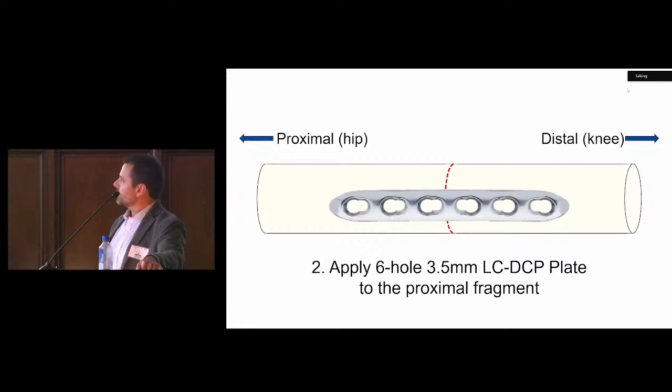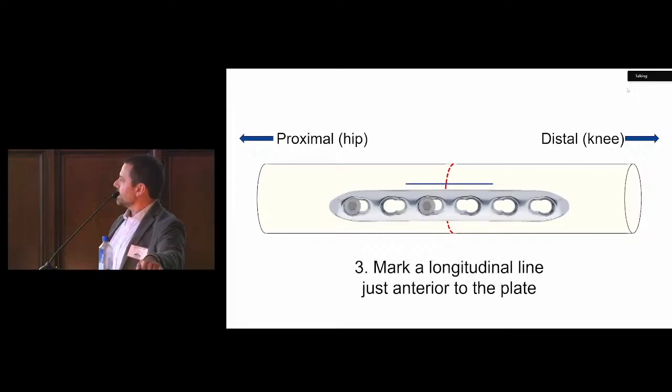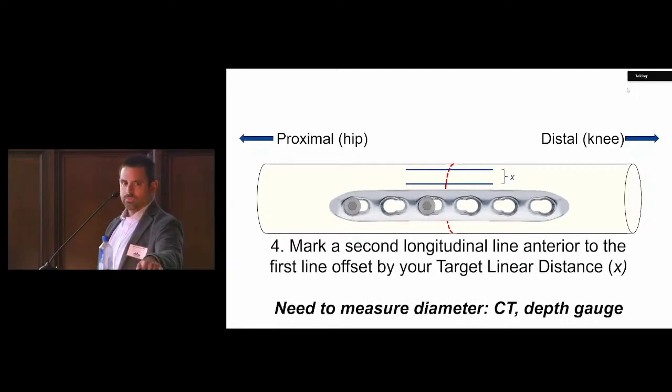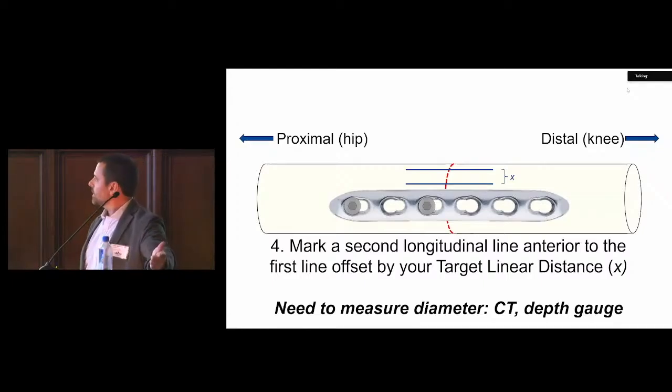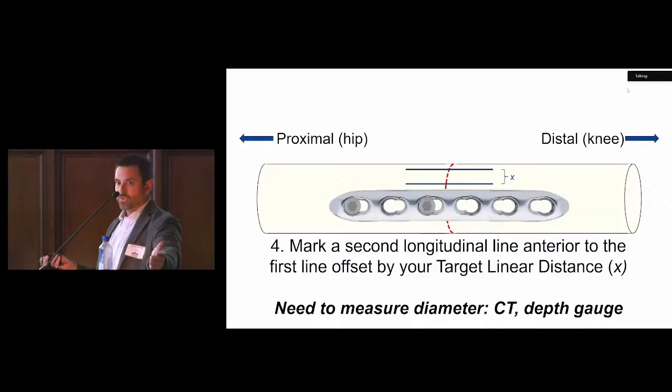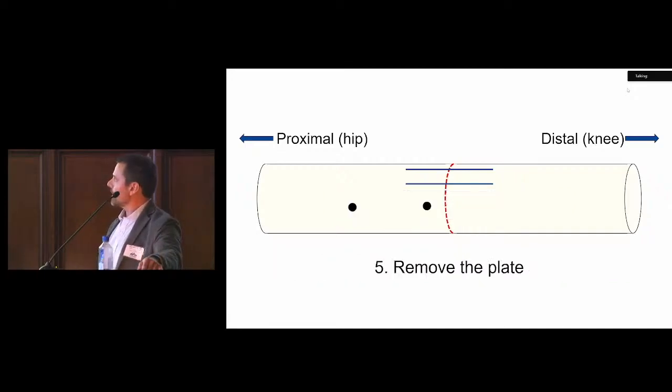The plate goes on first, two holes are placed, or two screws are placed, and then a line is marked on the femur, and a second line is marked on the femur. So the distance between those two things is dependent on the diameter of the bone and the intended correction goal. You can measure the diameter either with a drill and a depth gauge or on the CT scan, on the SCOUT AP images.